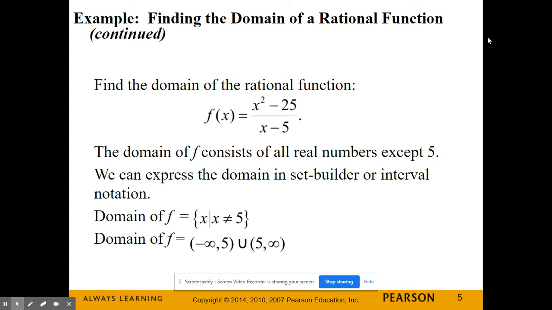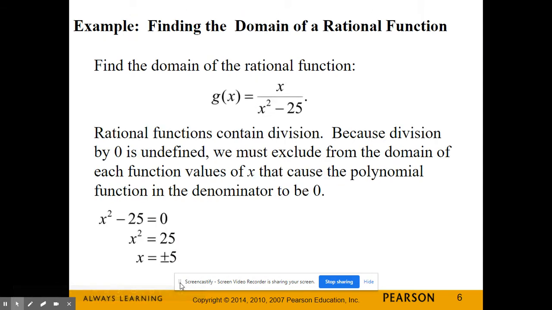We can write that in two different notations. Set builder notation, you would say the domain of f is equal to, and then in brackets, you have x, the line, and then x can't equal 5. What that's telling you is all real numbers but 5. Interval notation shows the same thing. It's the interval from negative infinity up to 5, and then the interval from 5 to infinity. Notice how there's parentheses because we're not including the 5.